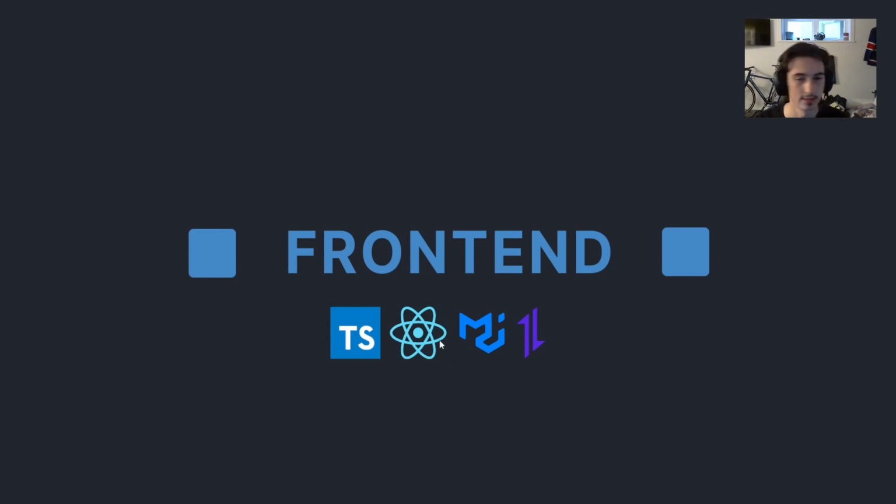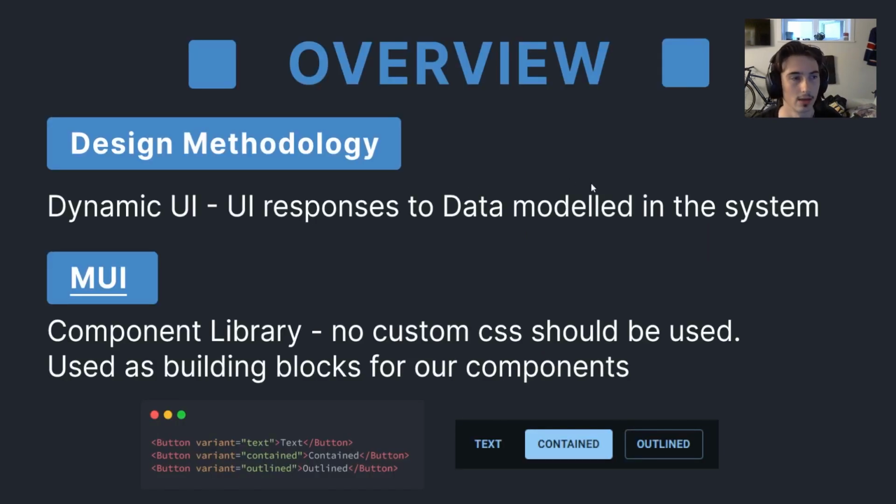And if you haven't heard of React, it's basically like a large framework library built on JavaScript. It's basically a language in itself, some people call it, because it's so big and does so much. But it basically makes our job as web developers a lot easier. All right, quickly going over what we do for the front end. So our design methodology for the front end is dynamic UI. So it means it responds to whatever our data looks like. So nothing's statically sized or statically generated.